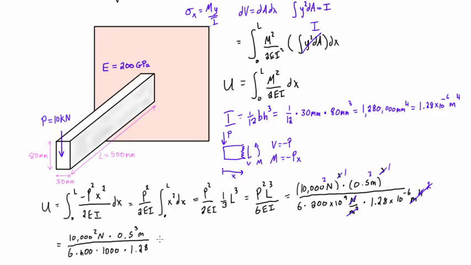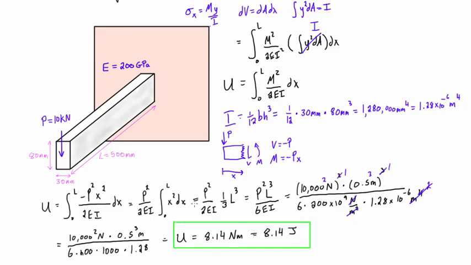That's going to give us the units that we expect for joules. So if you just put this in your calculator, we'll find out that our elastic strain energy U is going to be equal to 8.14 newton meters, and we can rewrite that as 8.14 joules. So there you go. Let's put a nice little box around it, 8.14 joules, or 8.14 newton meters, and there we go. We've calculated the elastic strain energy in this rod once we've applied this point load of 10 kilonewtons.